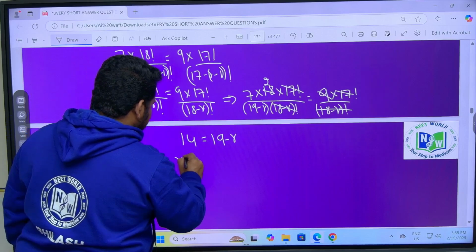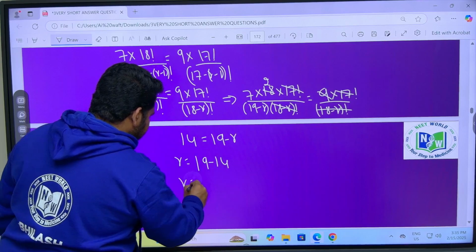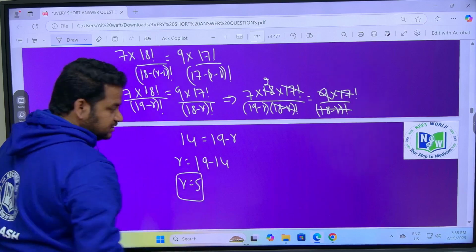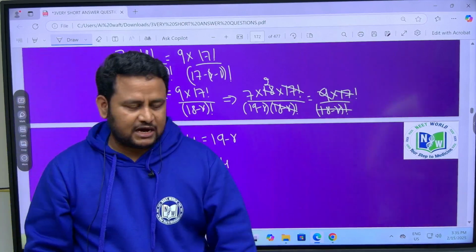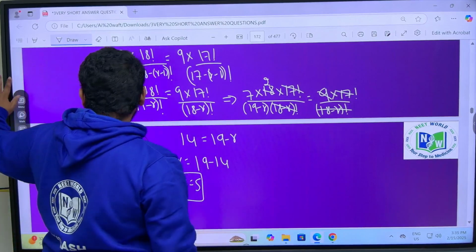So R will be equal to what? R will be equal to 19 minus 14. So R will be equal to 5. That's it, friends. So that is what the value of R will be equal to 5. Got it, friends? Let us move to the next question.